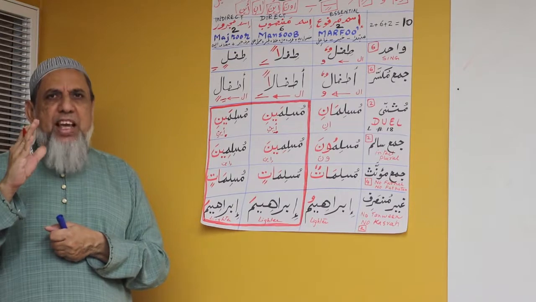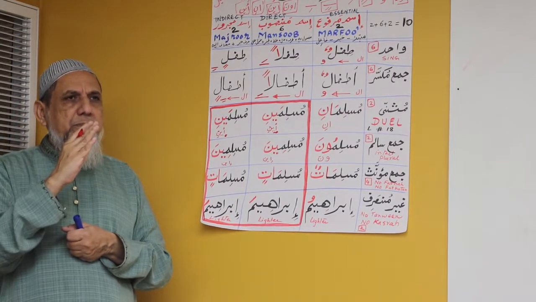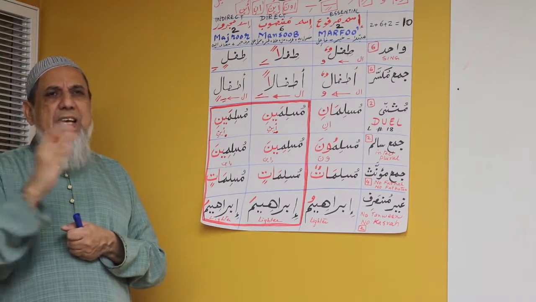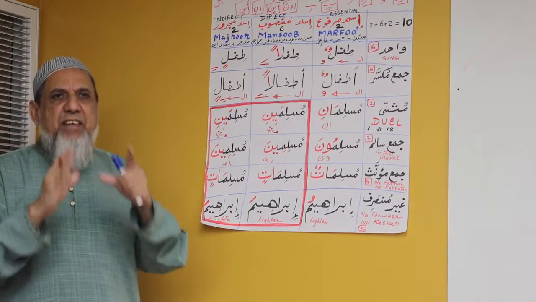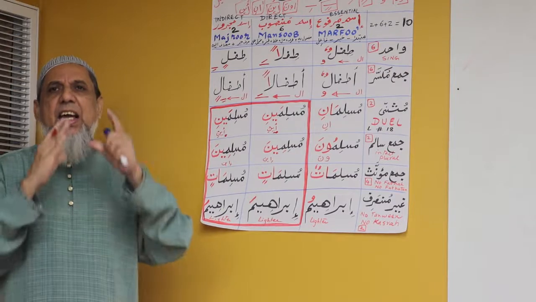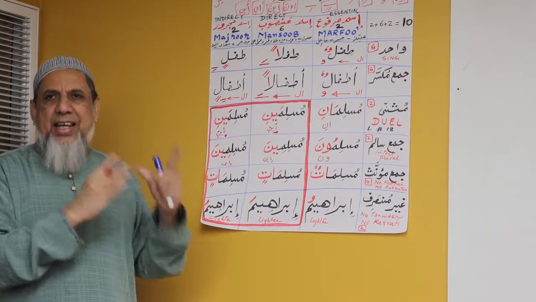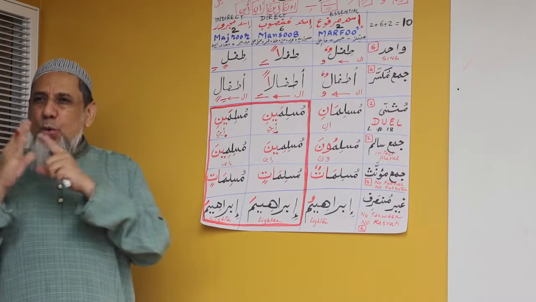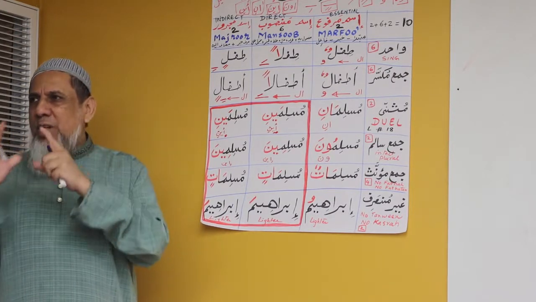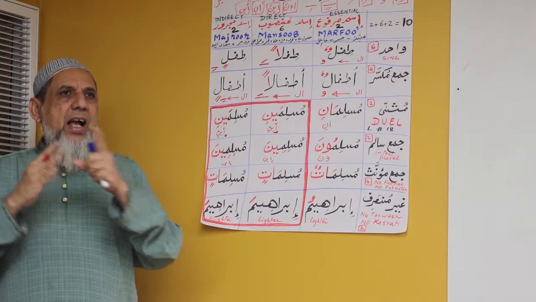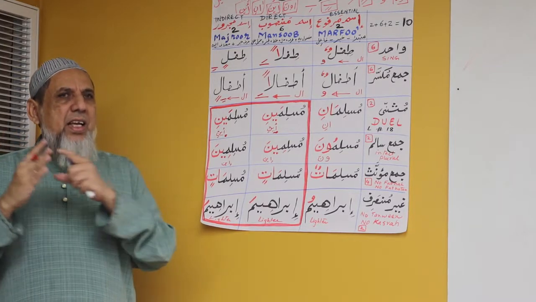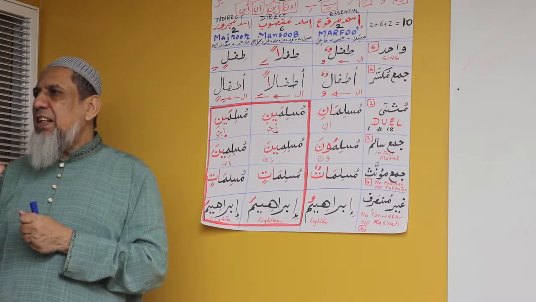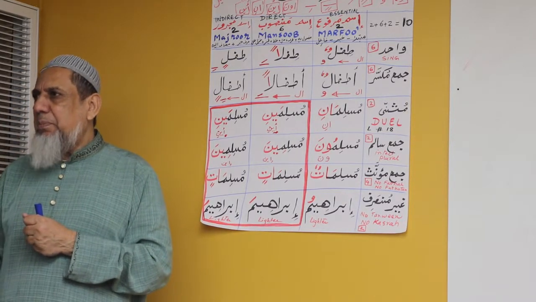An, in, un. Say an, in, un. Ani, aini. Una, ina. These are 7 thaqeel, heavy Arab. An, in, un, ani, aini, una, ina. So these are 7 heavy Arab.